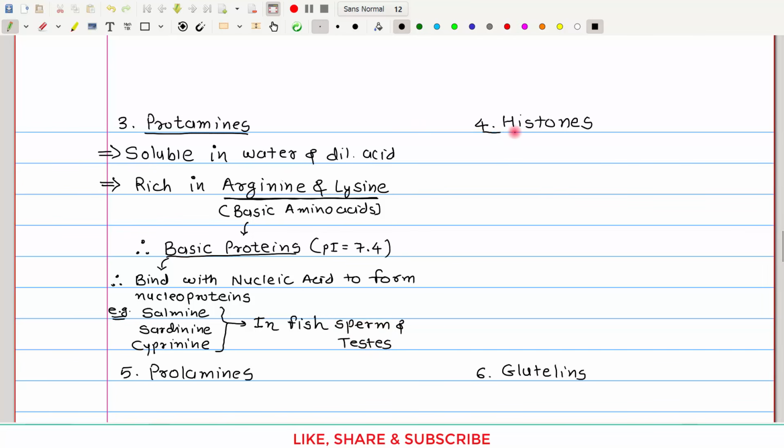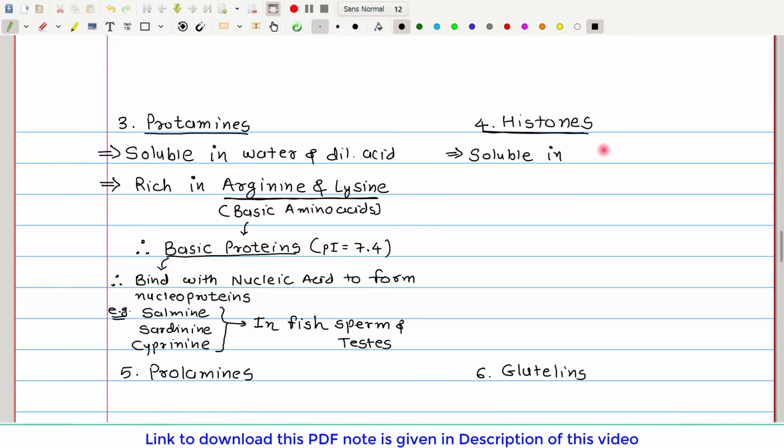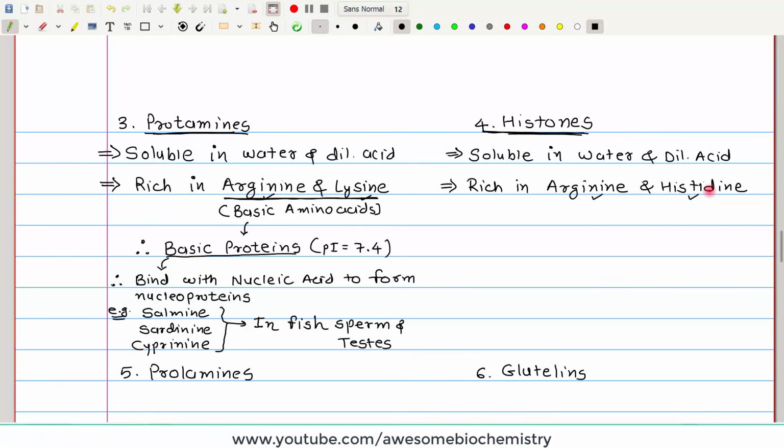Then the fourth one is the histones. Histones are very much similar to the protamines, but there are certain important differences. Histones are soluble in water and dilute acid, which is similar to protamines. Histones are rich in arginine and histidine. See, protamines were rich in arginine and lysine, whereas histones are rich in arginine and histidine. Now again, arginine and histidine both are basic amino acids.